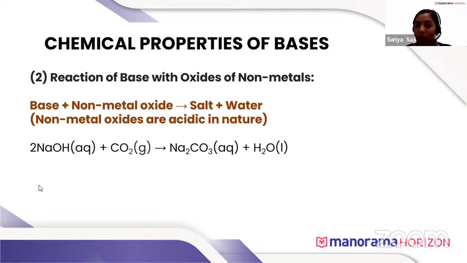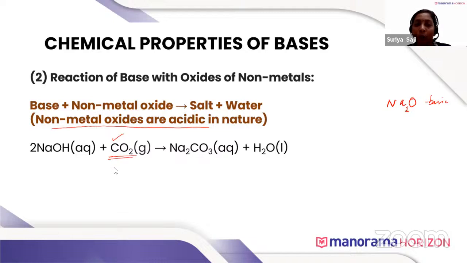Metal oxides, like Na2O, will be basic in nature. Similarly, non-metal oxides will be acidic in nature. Carbon dioxide is a non-metal oxide. How? Carbon is a non-metal, we know, right? So it is a non-metal oxide.